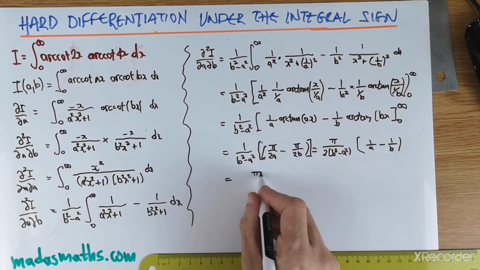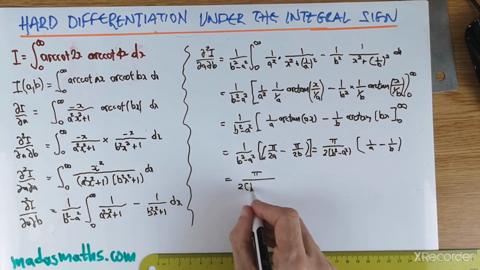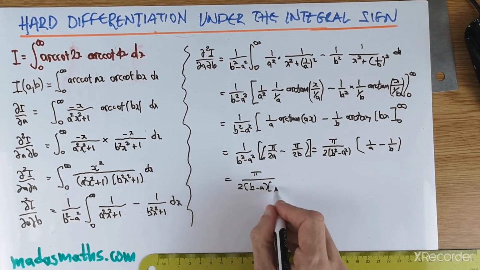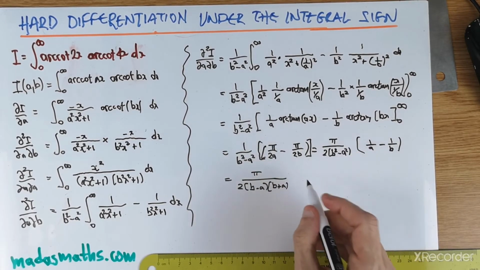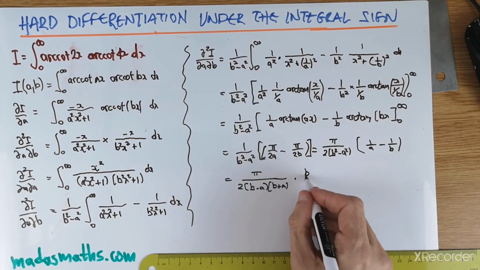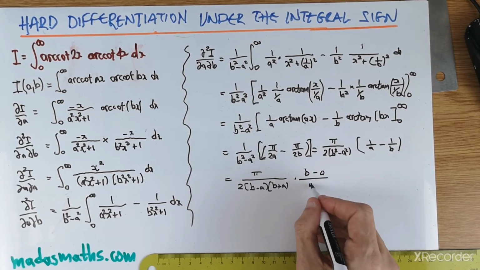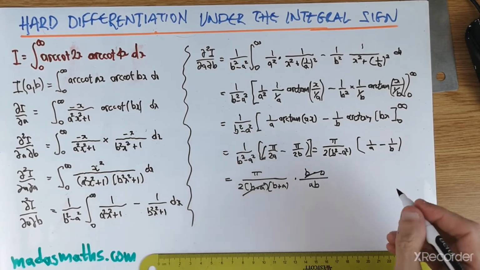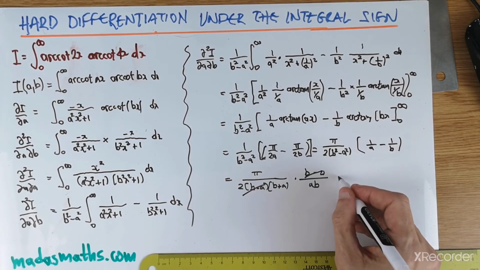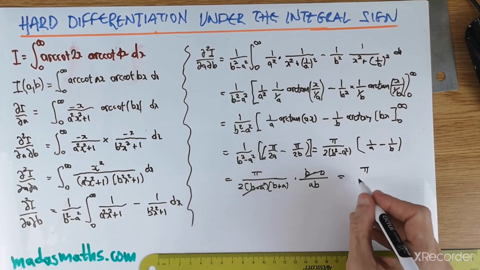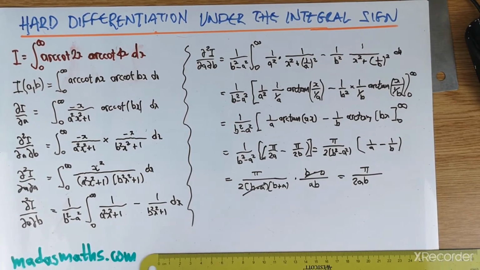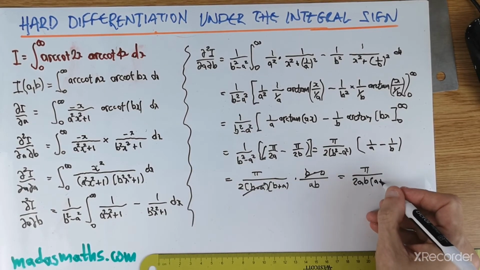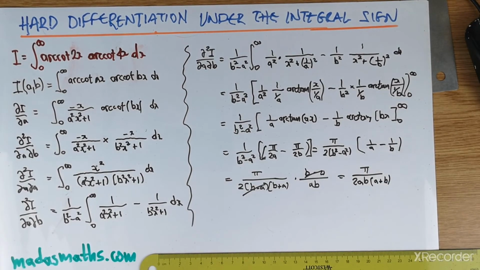So tidy still to b minus a, just doing the difference of squares, b plus a, so that's this bit here, and tidying this up, b minus a over ab, cancel, and what do we have in here? We have pi on the top over 2ab, a plus b. Okay, doesn't look pretty, does it?